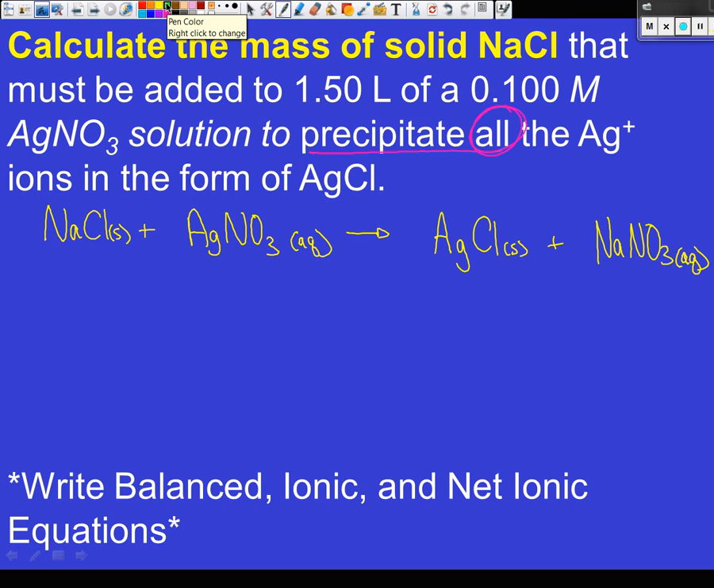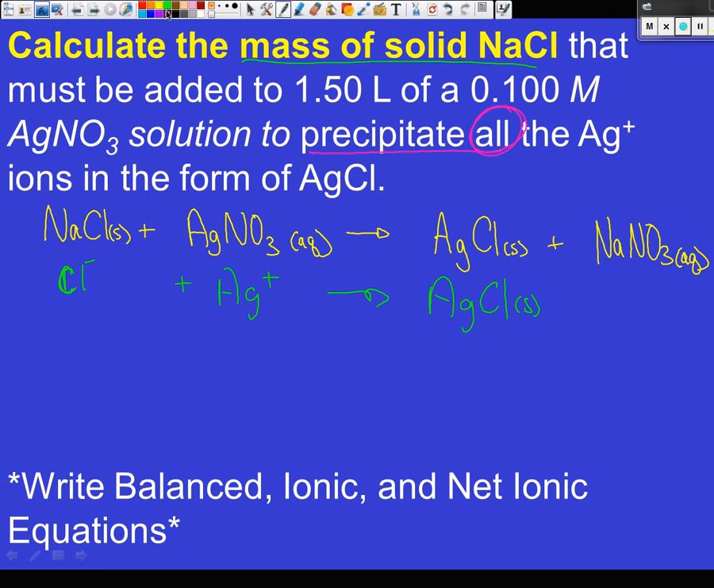What do we always say about solids? Leave them alone. Technically, we're trying to get back to this, but I'm not going to get off on the depths of this. If you wanted to write a net ionic, you would have done Cl minus plus Ag plus yields AgCl solid, right? That's okay. We're not going to worry about it. What we're trying to get back to is essentially the mass of solid NaCl.